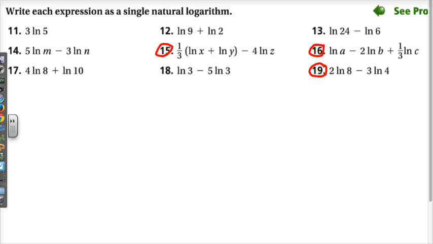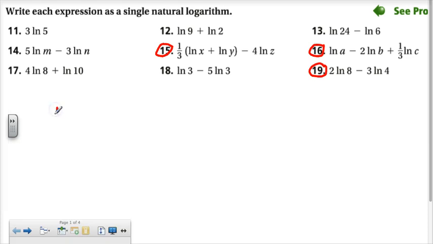These are the frequently asked questions for Algebra 2 for Section 7.6, Day 1. And the first group of problems is just writing each expression as a single natural logarithm. And I'm going to go with number 15.